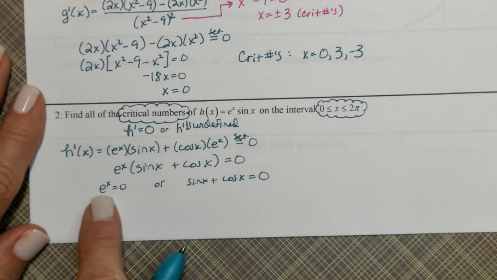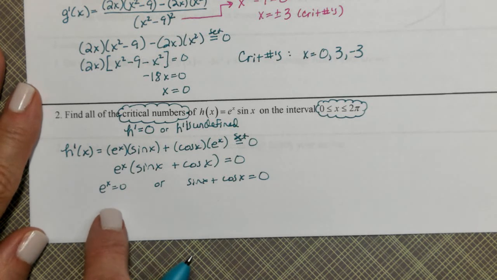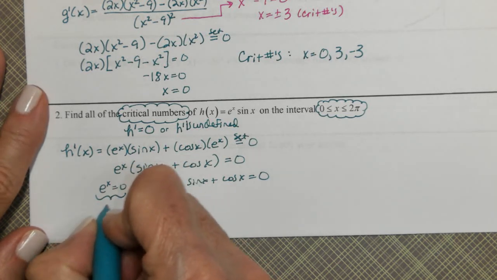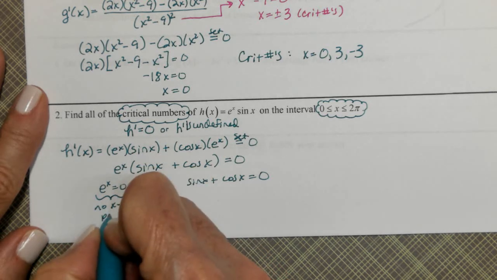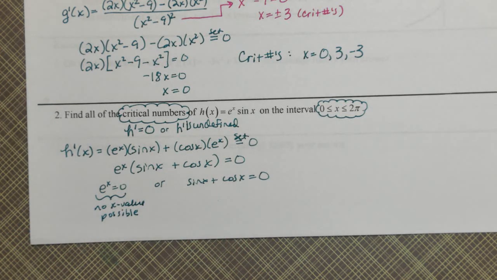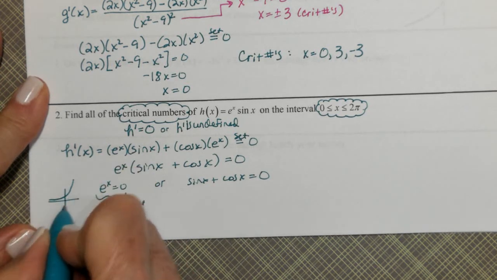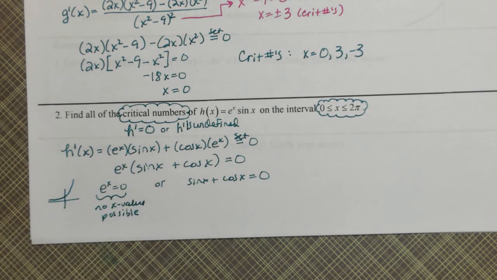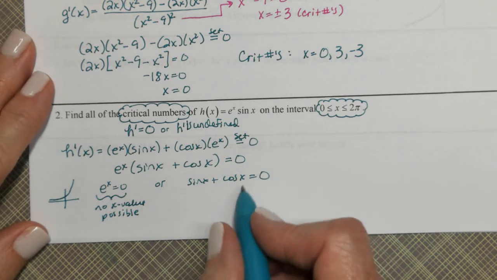Well, can any x value make e to the x 0? No. There's no x value from this piece, so no critical number will come from that piece. Remember, the graph of e to the x is never 0. It's always positive. Okay, sine x plus cosine x is 0.